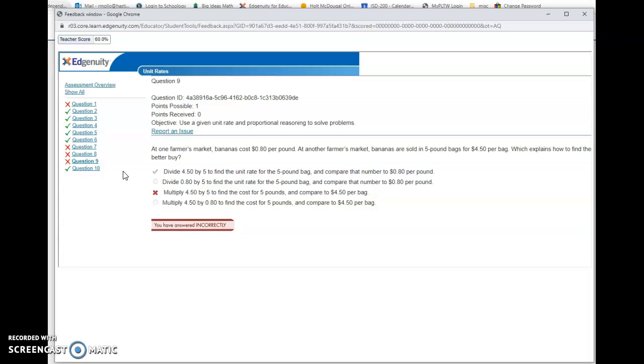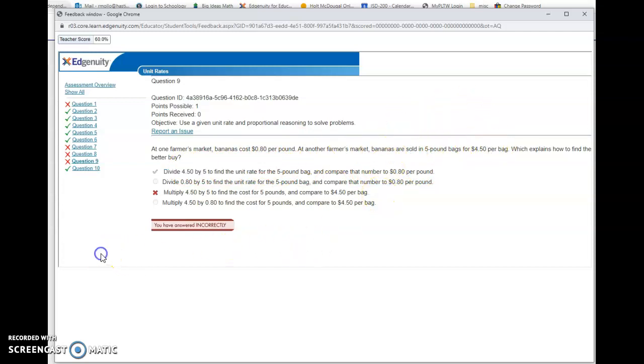So if I take $4.50, or let's just say 450 cents, and divide it by 5, we figure out that that's 90 cents a pound. So that's not a better buy. I don't want to pay 90 cents a pound when I could pay 80 cents a pound. So like I said, we would divide 450 by 5 and compare it to the 80 cents. And we figure out that 80 cents is better than 90 cents. So dividing to find the unit rate.